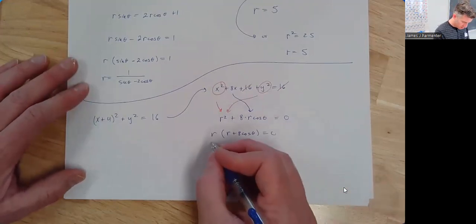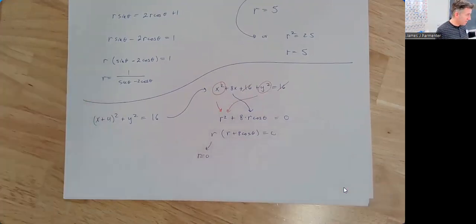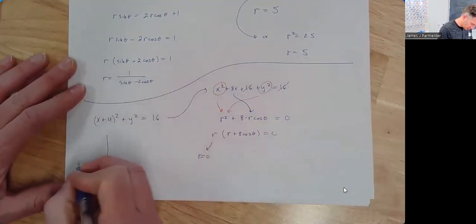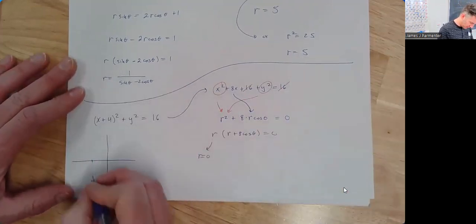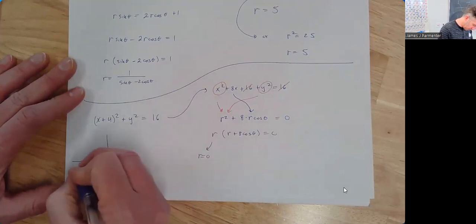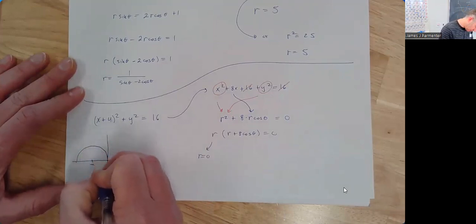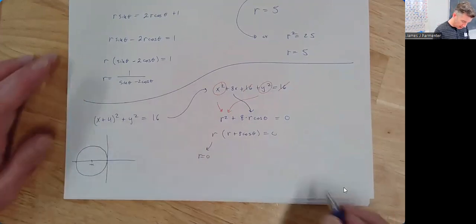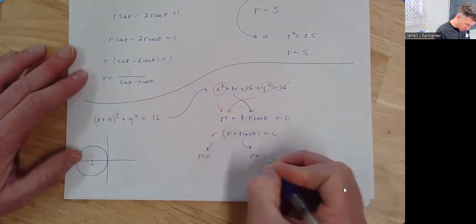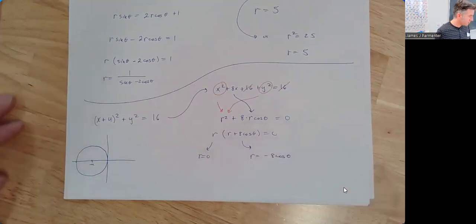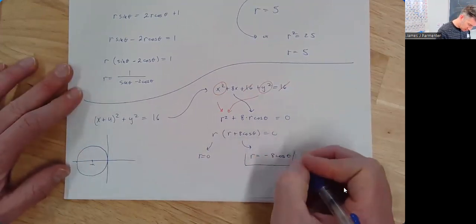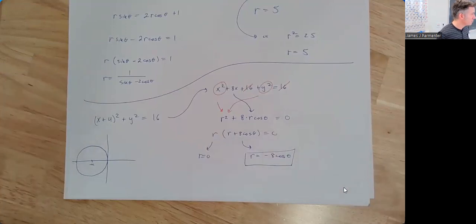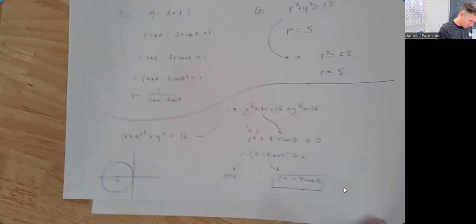So either I get r equal to 0, which doesn't really make sense if I have the graph of a circle. It doesn't make sense to say that the radius is just 0, because this circle is centered at x equal to -4 with a radius of 4. Or I get r equal to -8 cosine theta. And that is actually the graph of the circle, the way to describe the circle using polar coordinates. So that's your final answer.